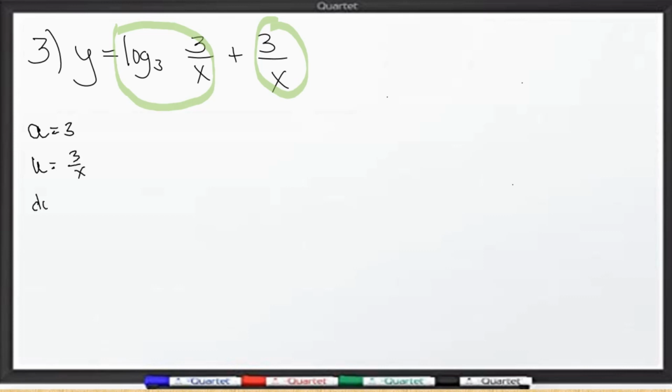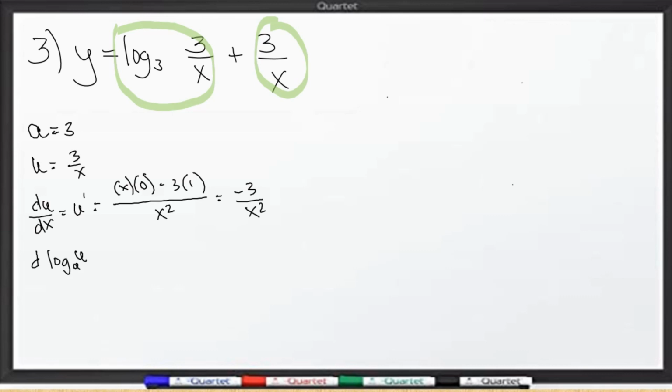Therefore, du over dx or u prime is equal to, quotient rule po tayo, x squared, tapos x kaagad doon, 0 minus 3 times 1, negative 3 over x squared. We are now ready to plug in to the derivative formula of the logarithms. So we have the derivative of the logarithm of u to the base a with respect to x is equal to u prime over u ln of a.